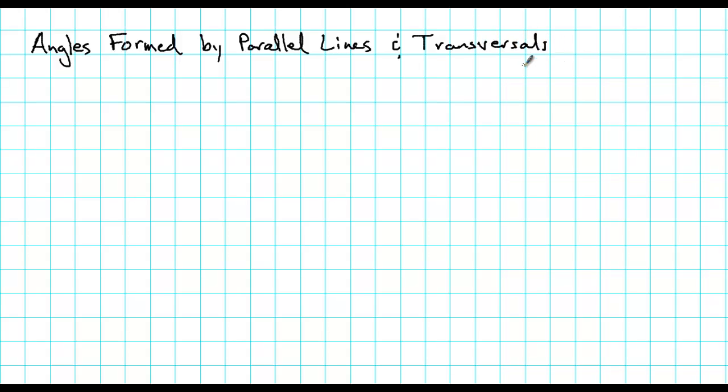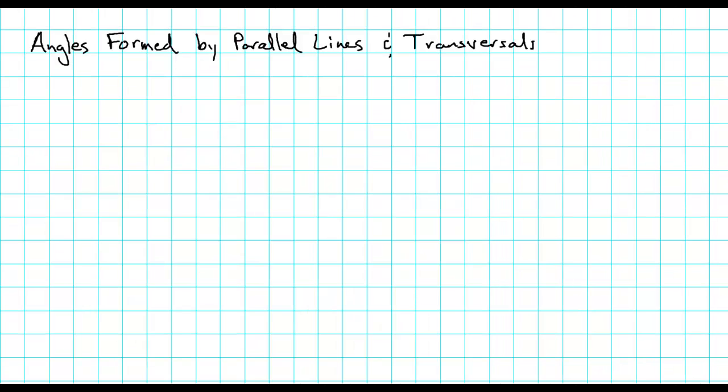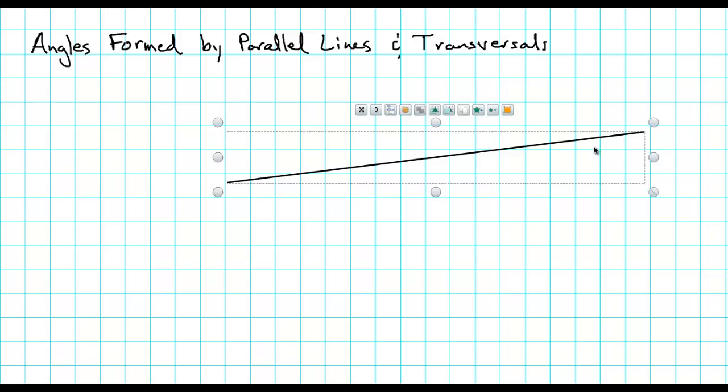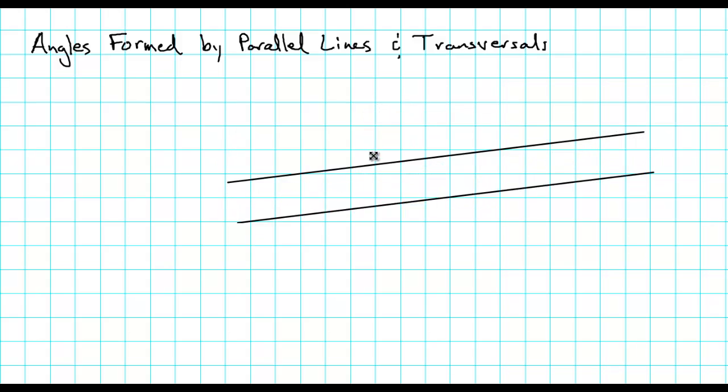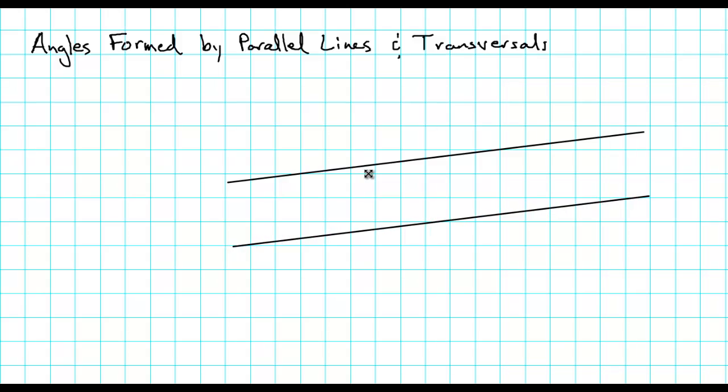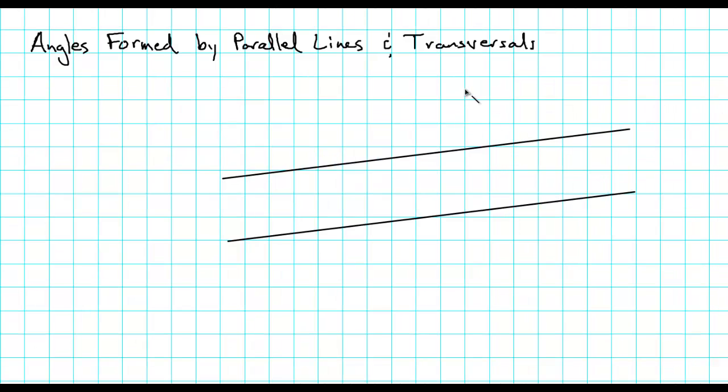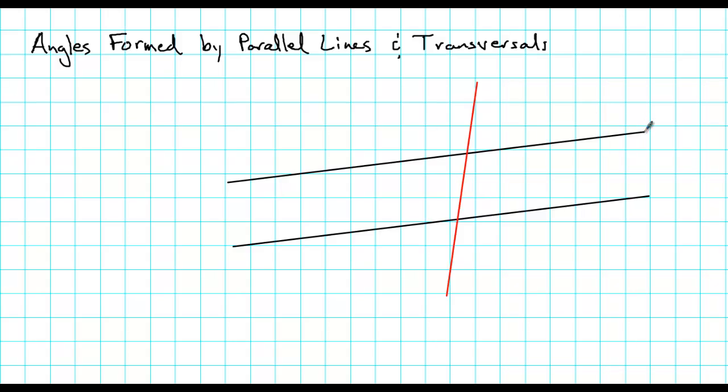So our lines are going to be parallel. So we'll draw a couple of parallel lines. So here is a line, and I'm going to come up with another one that's exactly the same. So they're both going to be parallel to each other. And then I'm going to intersect those lines with a transversal, like that. So here's my lines. You should draw this too.